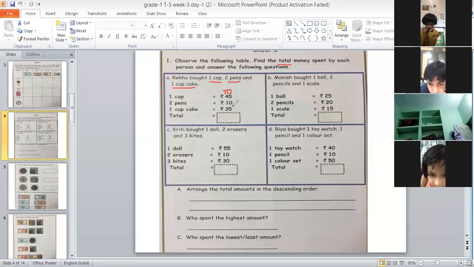Now in ones place, what are the numbers? These are the numbers in ones place. So the numbers are 5, 0 and 5. Numbers in ones place are 5, 0 and 5. So first of all, we will add this 5 and 0 together.